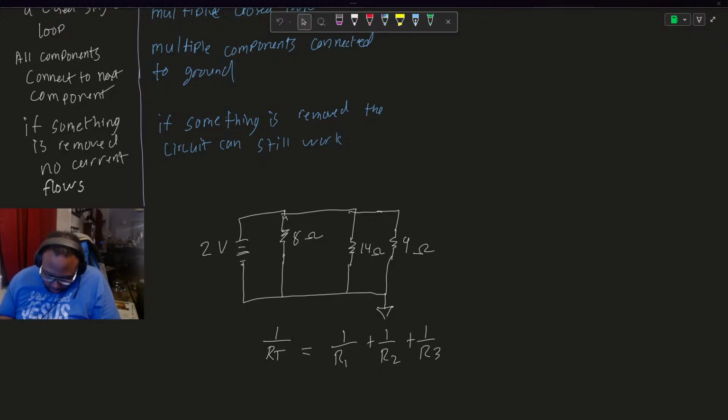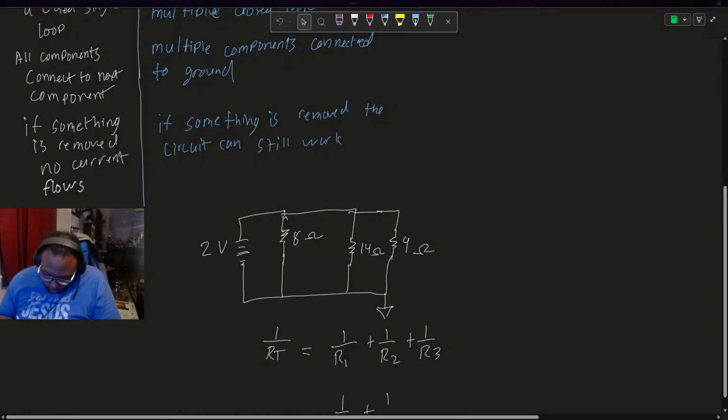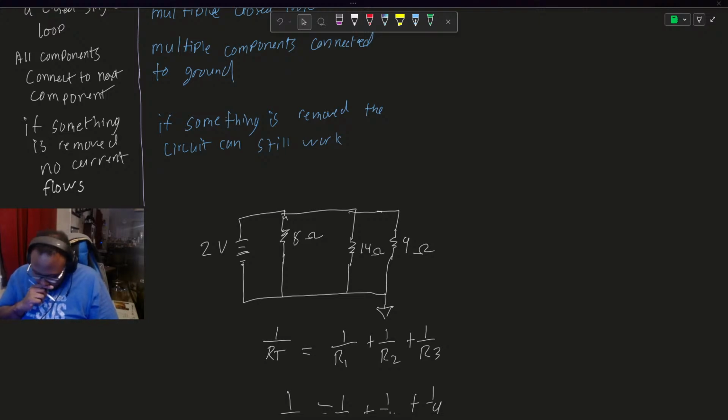So our first resistor: 1 over 8 plus 1 over 14 plus 1 over 9 equals 1 over total resistance. We have to get all these numbers to the same denominator, and we don't have a common denominator right now. I'm just going to use a calculator and convert these to decimals because I don't feel like doing extra math. But trust me, it's the same process.